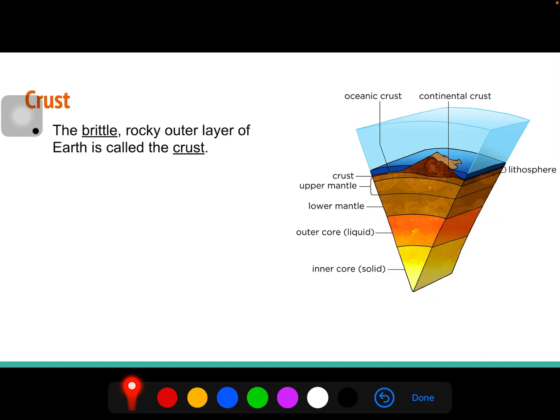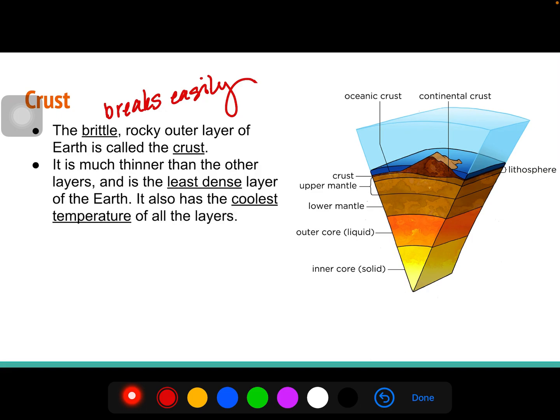So a few details and reminders about the crust. It is, of course, the outer layer. It is very brittle. Brittle is a fancy way to say that it breaks easily. If you need an extra reminder there. So any kind of pressure or movement of that thin outer layer, we see those cracks, those breaks, those faults that we've been talking about in our geologic history unit. Like we said, it's really thin and it is the most outer layer. So in terms of density, it has the lowest density of all the layers on Earth. And it is also the coolest temperature.